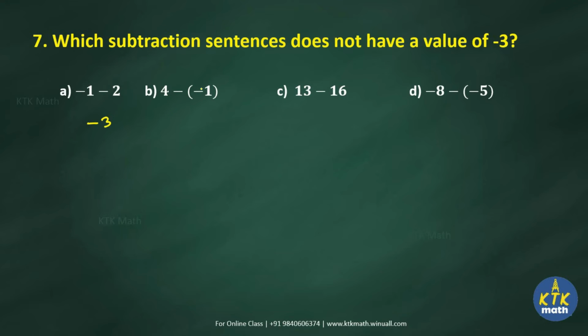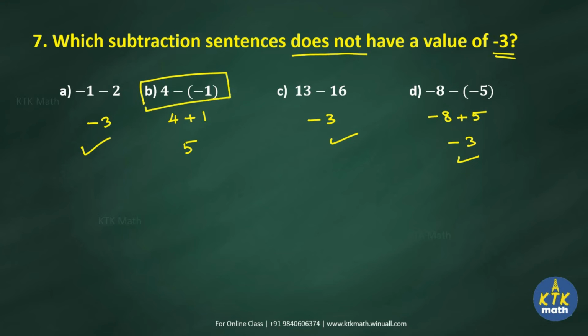And 4 minus of minus 1 becomes 4 plus 1, so your answer is 5. You can solve C and D also. As I always mention, you must check all 4 options. 13 minus 16 is negative 3. And here negative 8 minus of minus is plus 5, so this one is also minus 3. So in option A, option C and option D you are getting minus 3. The question mentions does not have that value. Therefore option B is the correct answer for this question.